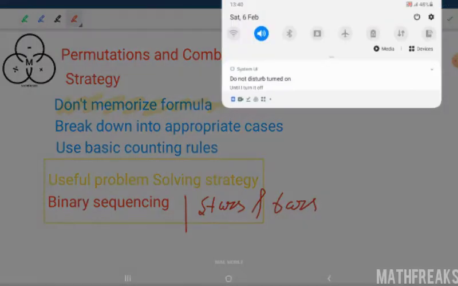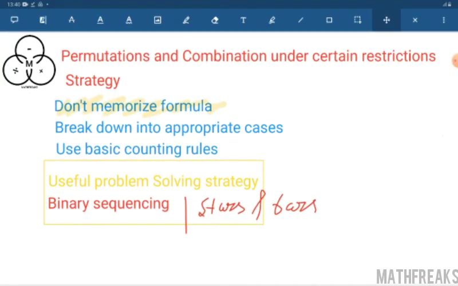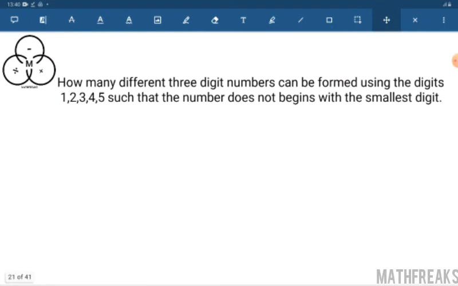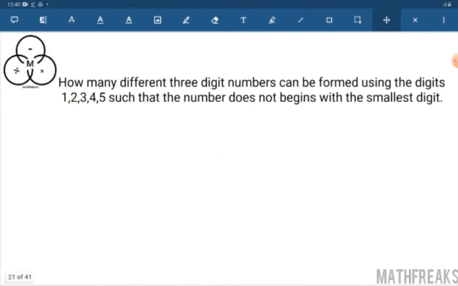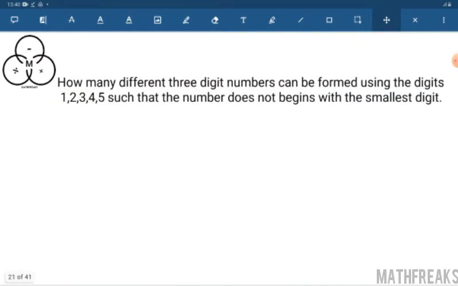Okay, what is binary sequencing, stars and bars? I'll come to this. These are just symbolic. The first problem solving strategy that we have provided here, we will just show you the application of the problem solving strategy here.